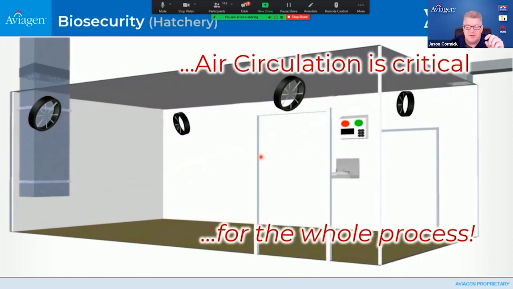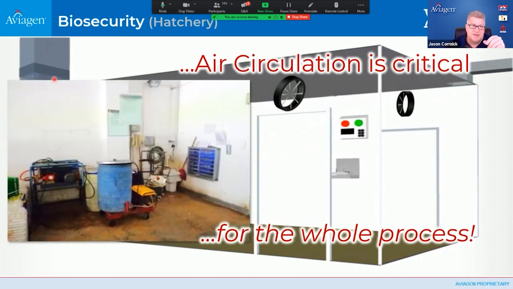Also remember where you draw your clean air from. For example, this is actually a dirty area, obviously, because it's on the outside. People are storing this stuff here, and then you're taking air from here to purge your fumigation room. So not a very good decision, this one.